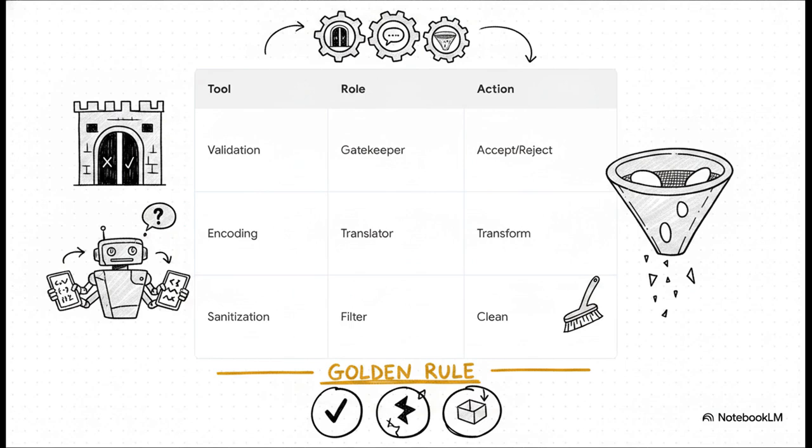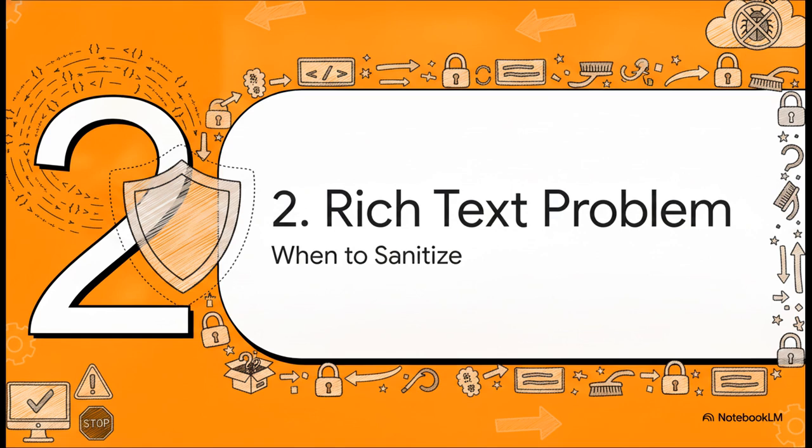It's absolutely vital to understand that these aren't competing tools. They're a team. The golden rule here is validate what you can, sanitize what you absolutely must accept, and always encode on output. Moving right along to Section 2, the rich text problem, when to sanitize.